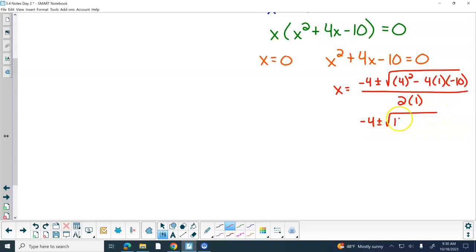So that's going to be 16 minus negative 40. 16 minus negative 40 is 56.